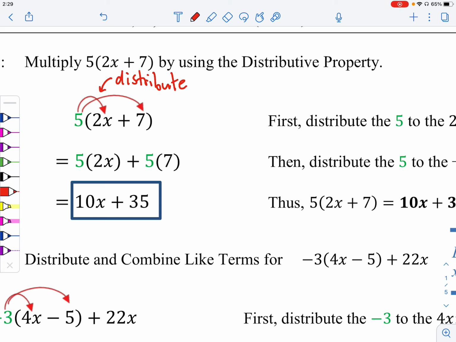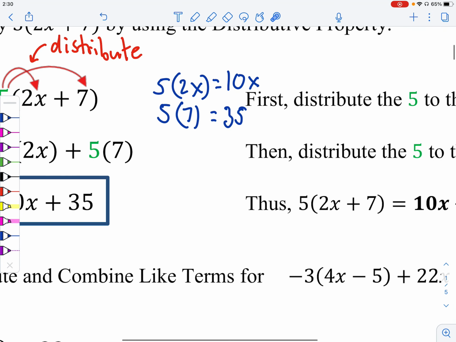So we're going to multiply 5 to each of their friends, right? 2x and 7. So we got 5 times 2x here, and we got 5 times 7. Now we can write it out this way. Since we're distributing 5, we do 5 times 2x, and 5 times 7. Then all we need to do is multiply each one, and it keeps it a little bit simpler. 5 times 2x, 10x. 5 times 7, 35. And we still get the same thing, right? 10x plus 35.